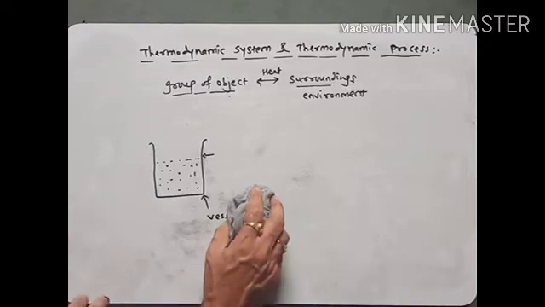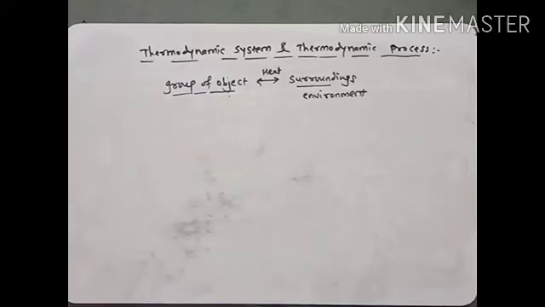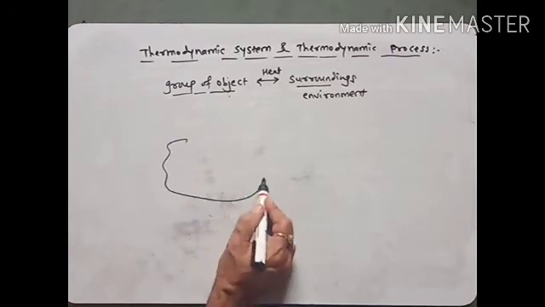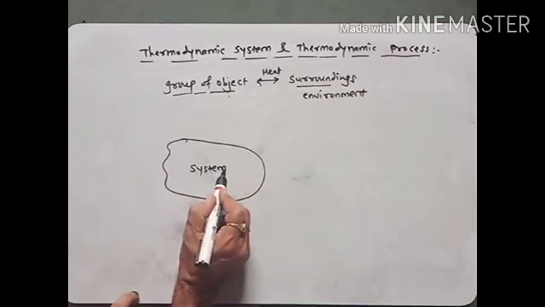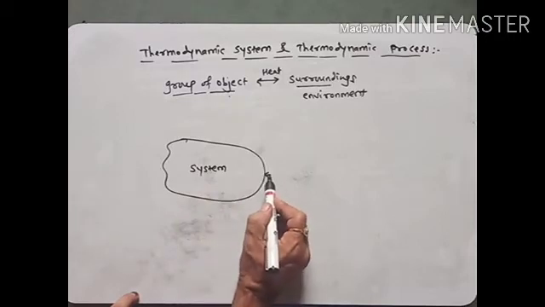Now we consider another type of system. Suppose this is the system, then this is the boundary.